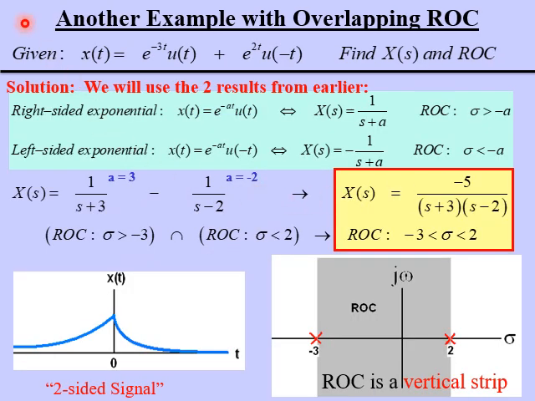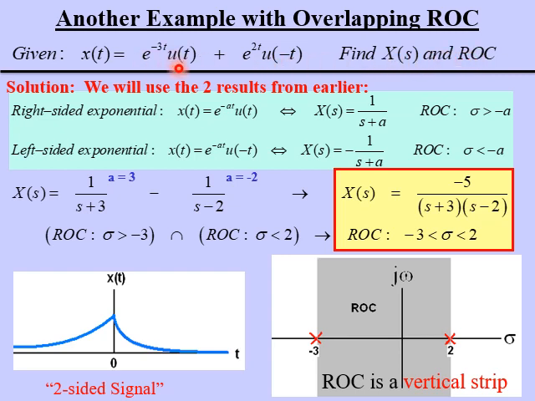Okay, now let's look at a different example. In this case, we have x of t is e to the minus 3t times u of t plus e to the 2t times u of minus t. And again, we're going to find the Laplace transform x of s and its region of convergence. Now, notice this one's different.